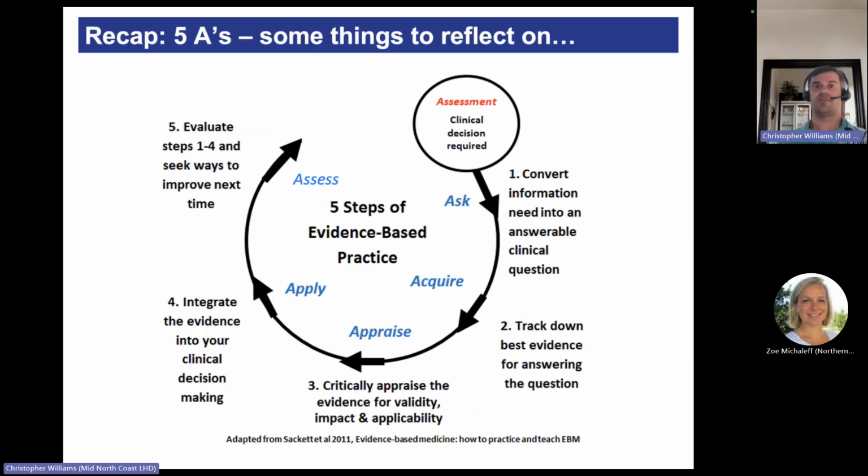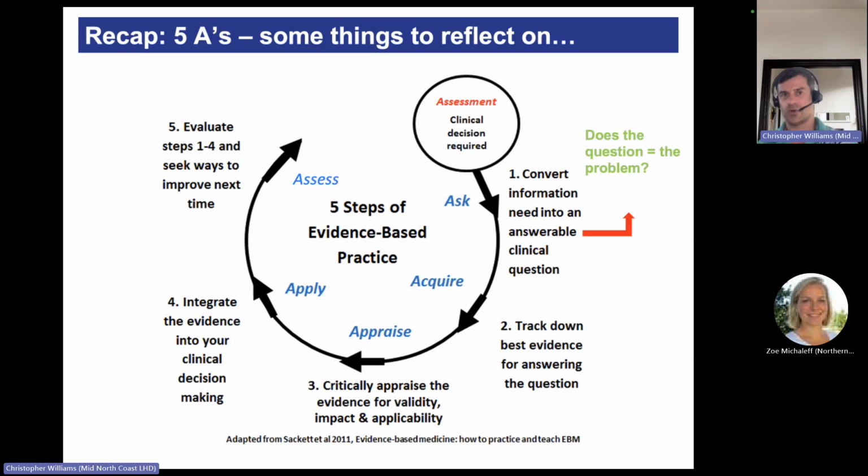Okay, so the 5A's model, you would all obviously be familiar with: asking, acquiring, appraising, applying, and today we're talking about assessing. All I want to do here is just touch on some things that I like to reflect on about our proficiency, or my proficiency, in each of these domains or aspects of the evidence-based practice model.